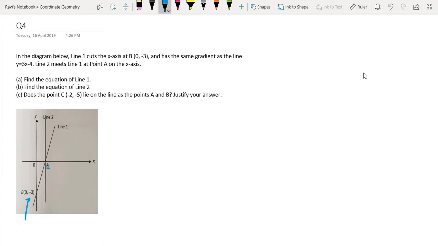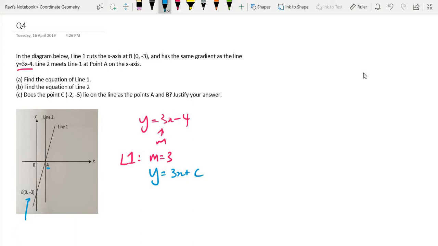So for part A, we are asked to find the equation of line 1. We know that line 1 has the same gradient as this line. y equals 3x minus 4 means the gradient m is 3. So line 1 also has m equals 3, and the general equation can be written as y equals 3x plus c.